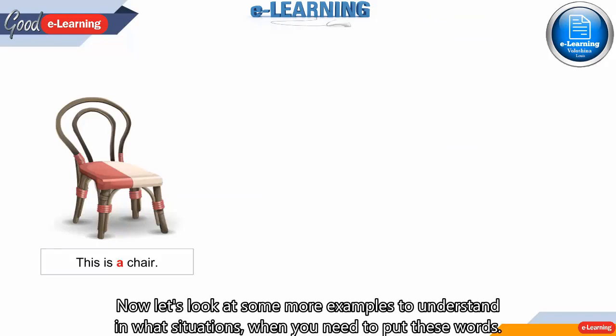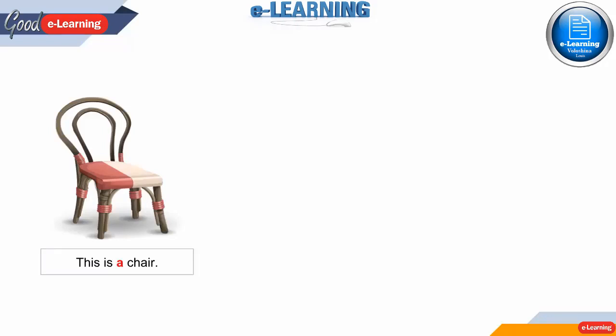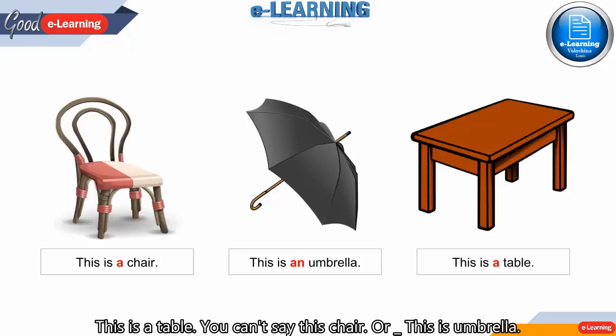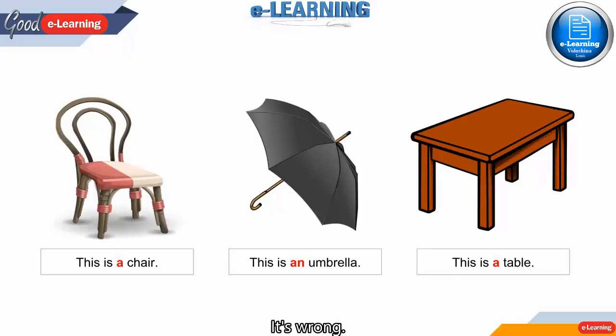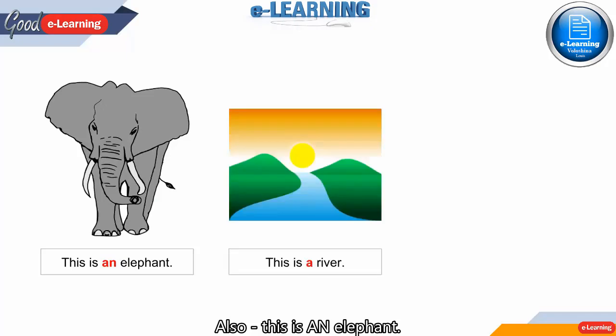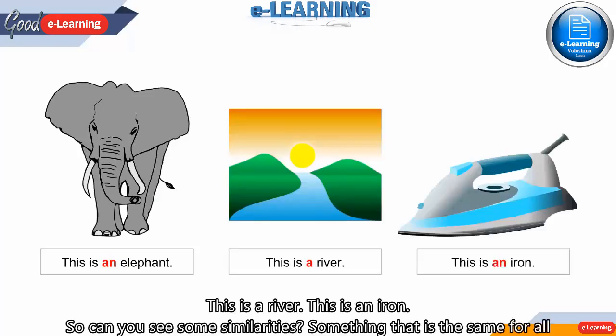Good. Now, let's look at some more examples to understand in what situations you need to put these words. This is a chair. This is an umbrella. This is a table. You can't say this is chair or this is umbrella. It's wrong. Also, this is an elephant. This is a river. This is an iron. So, can you see some similarities, something that is the same for all of these examples?